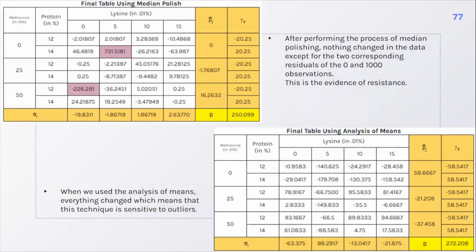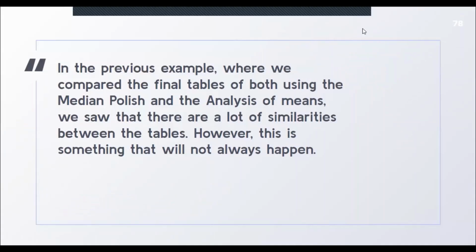In conclusion, we can say that after performing the process of median polishing, nothing changed in the data except for the 2 corresponding residuals of the 0 and 1000 observations. This is the evidence of the resistance of median. While for the analysis using means, everything changed, which means that this technique is sensitive to outliers.